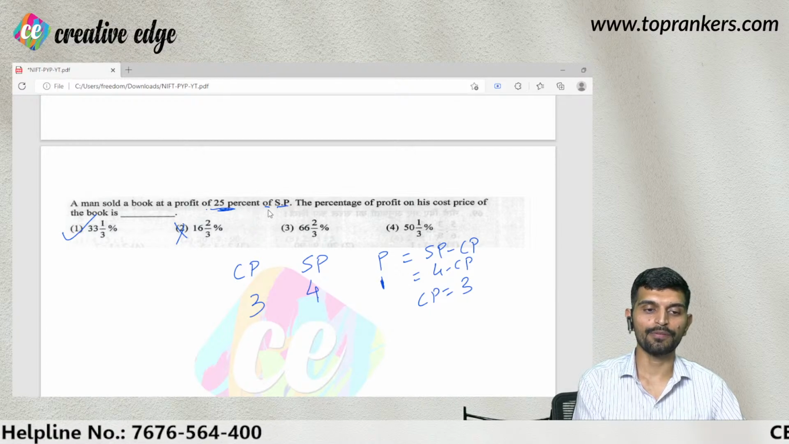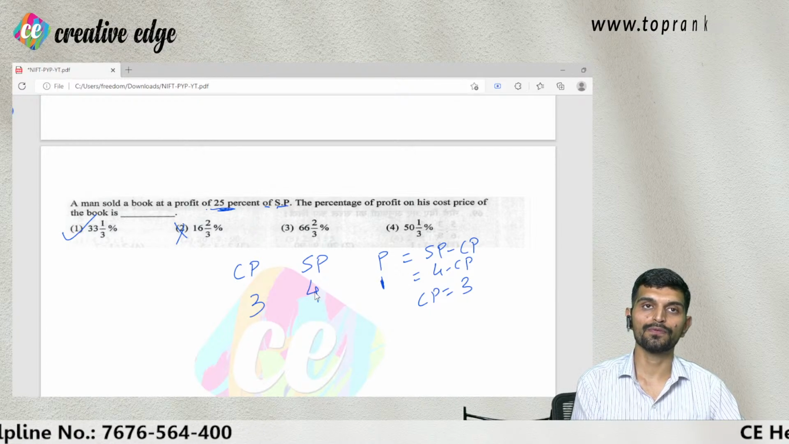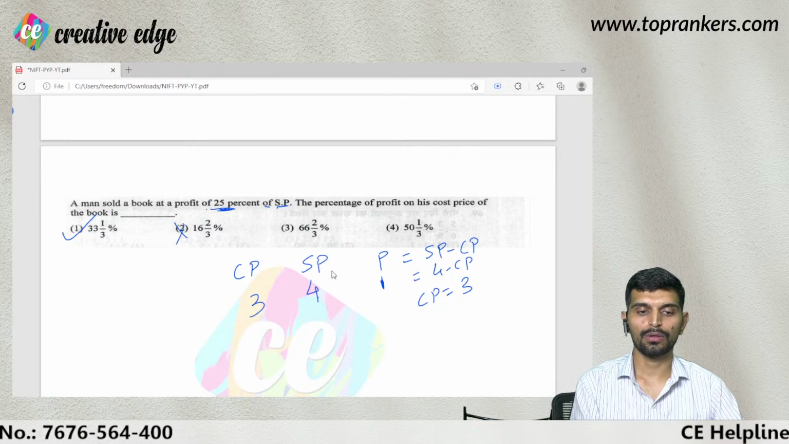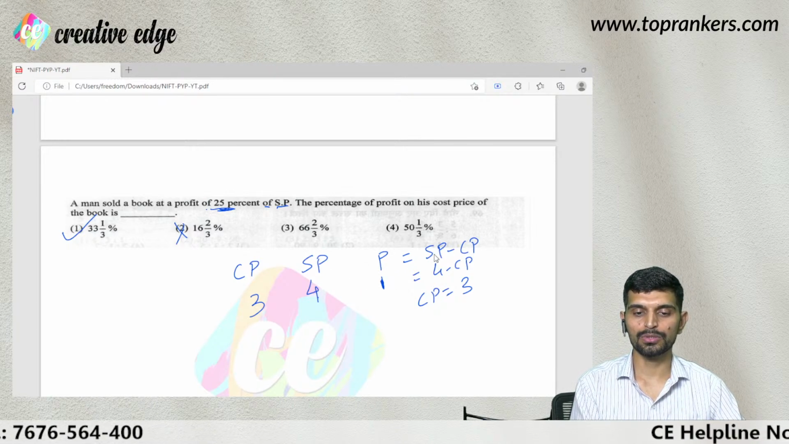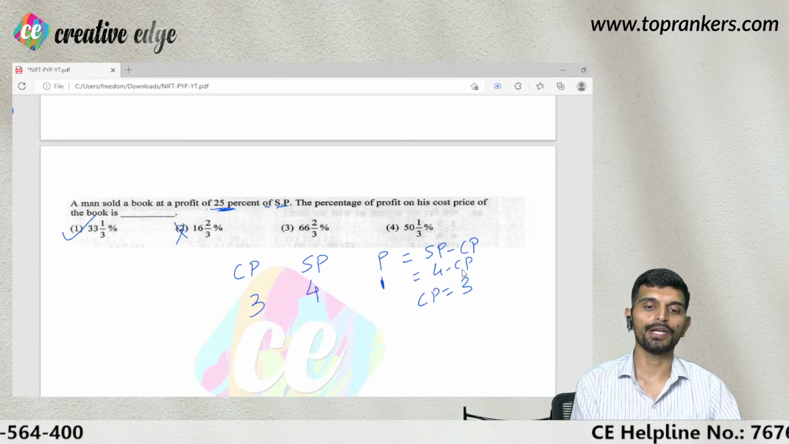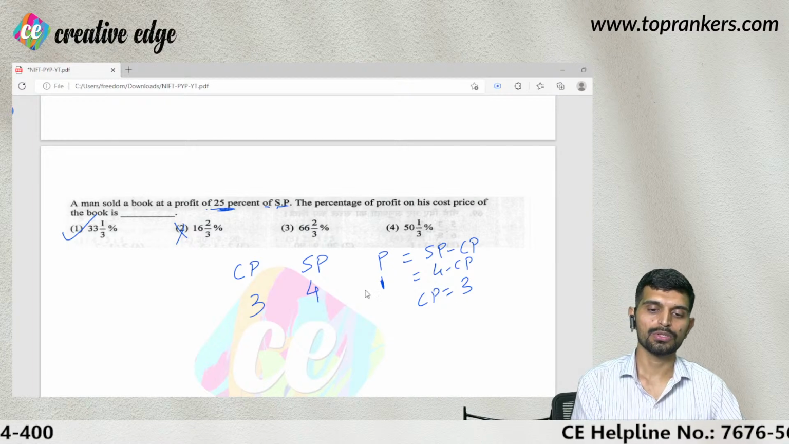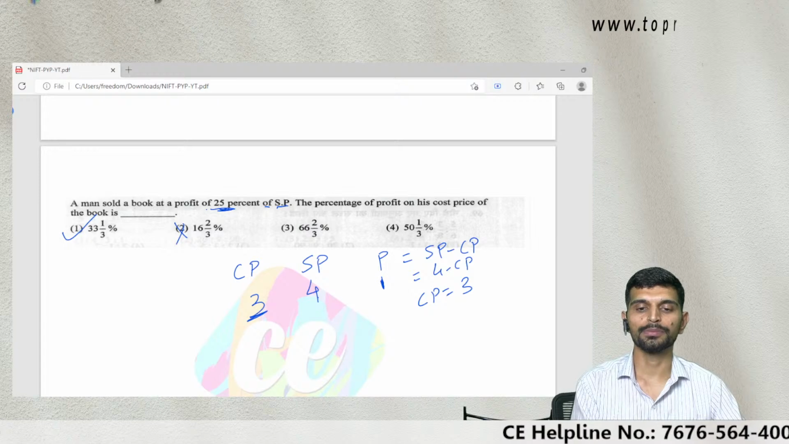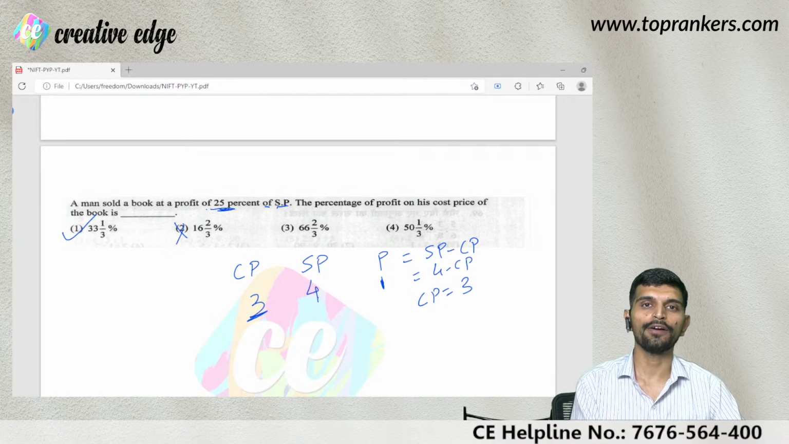See here, 25% of SP. So if SP was 4, profit has to be 1, right? So this profit is equal to SP minus CP. So this 1, this is 4, this is CP that we need to determine on ratios. So the value of cost price in ratios is 3, and you are asked percentage only, so you don't need to have the actual value.